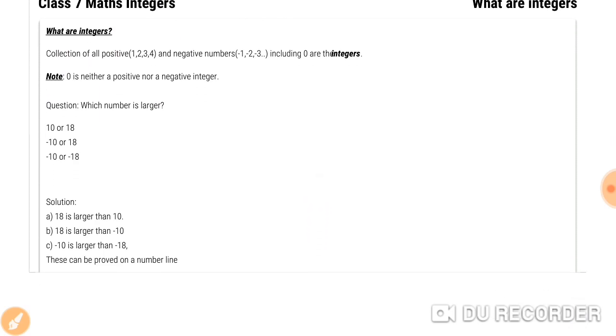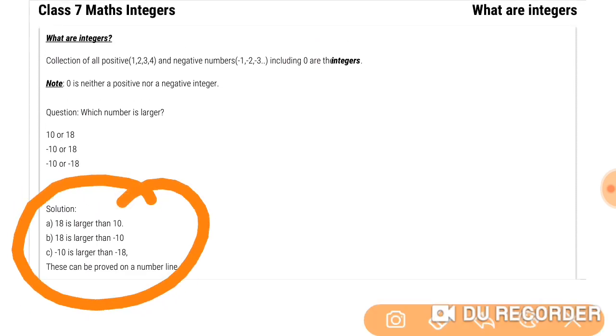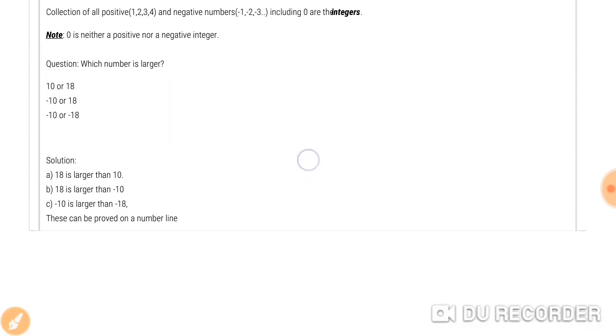Next, I'll take one example here. Which number is larger? Just now I explained which is lesser and which is larger. So, 10 or 80, or -10 or -18? You can see the answers below if you have a doubt. Before that, you have to solve it yourself, then afterwards you can see the answers here.